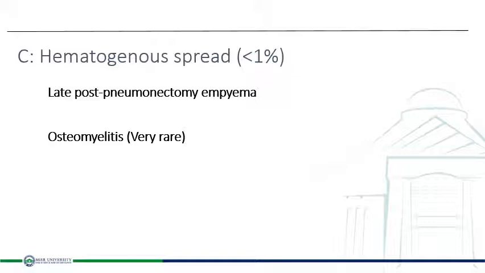The last and the rarest cause is hematogenous spread, which may follow osteomyelitis in a distant site from the chest as long bone osteomyelitis, forming a chronic septic focus, or late after pneumonectomy, late post-pneumonectomy empyema, which occurs within more than 2 months following resection. It is of insidious onset and of lower mortality compared to early post-pneumonectomy empyema, which occurs within 2 weeks after surgery.